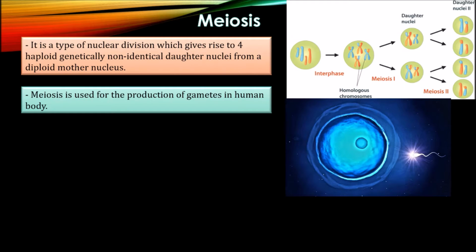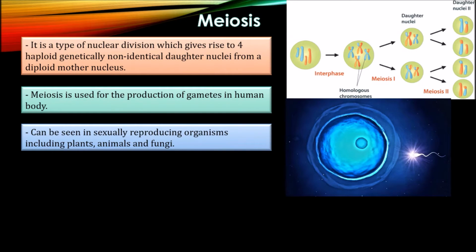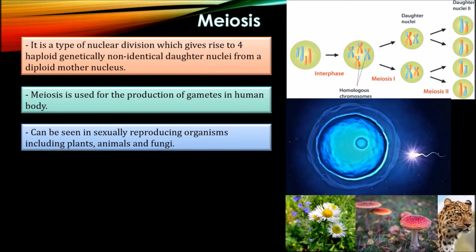The mother cells contain two sets of chromosomes, so they are diploid, and the daughter cells consist of only a single set of chromosomes, so they are called haploid cells. When a sperm and an egg join in fertilization, the two haploid sets of chromosomes form a complete diploid set. Meiosis can be seen in sexually reproducing organisms including plants, animals and fungi.